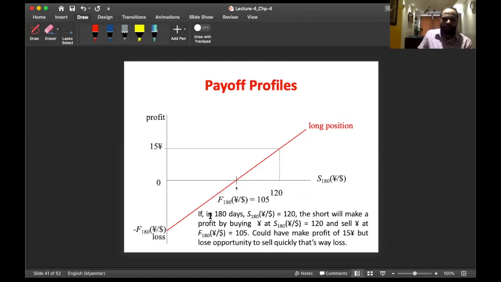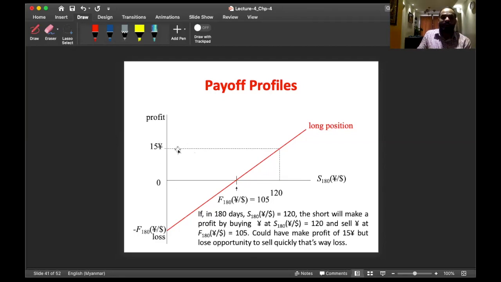So let's say if in 180 days, spot 120, the short will make profit by buying at this and selling at this, right? Buying at this and selling at this. So what does it mean? It means the difference of the spot 120 and 105, 15, is a profit.